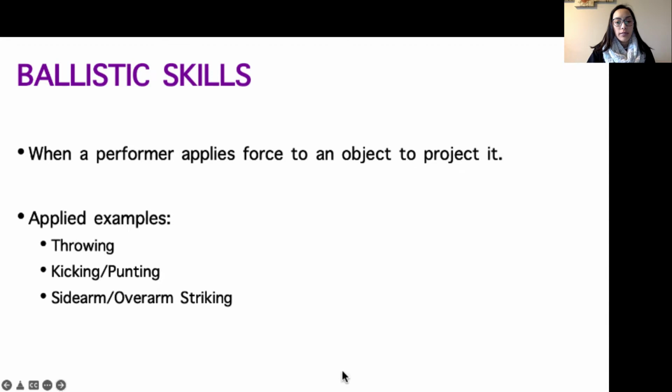So first we should probably define what a ballistic skill is. It's simply when a performer applies force to an object to project it. So when we look at these applied examples, throwing, we would be projecting a ball, kicking or punting, projecting a ball but with the feet, and then sidearm or overarm striking, you are using some type of implement like a bat or a racket to then project another object into the air.